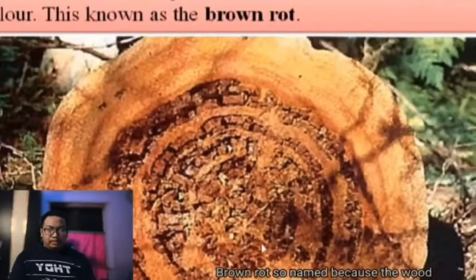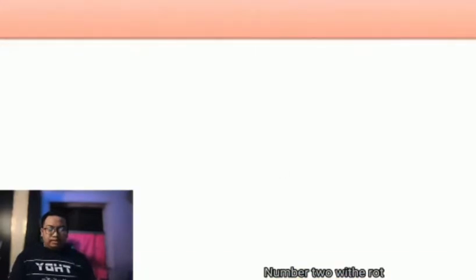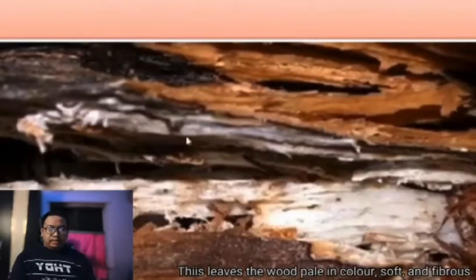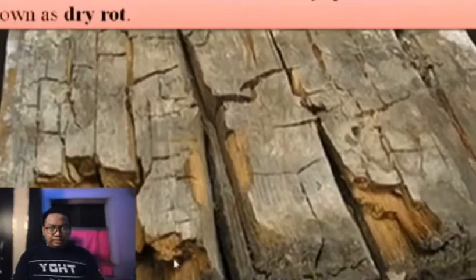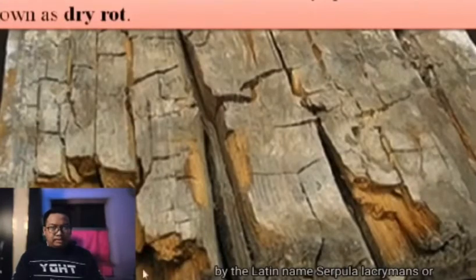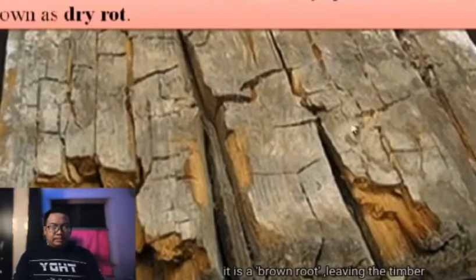Number 1. Brown rot. So named because the wood becomes darker in color. Number 2. White rot. This leaves the wood pale in color, soft and fibrous to touch. Dry rot and wet rot. Dry rot is known biologically by the Latin name Serpula lacrymans or Merulius lacrymans. This is a brown rot leaving the timber dry and friable.